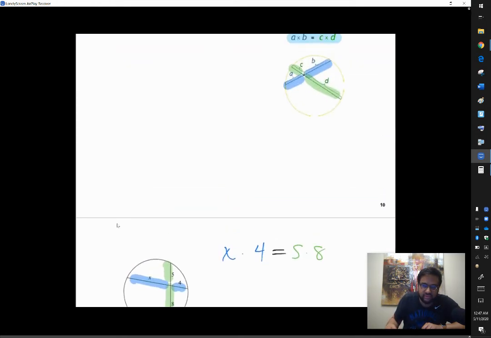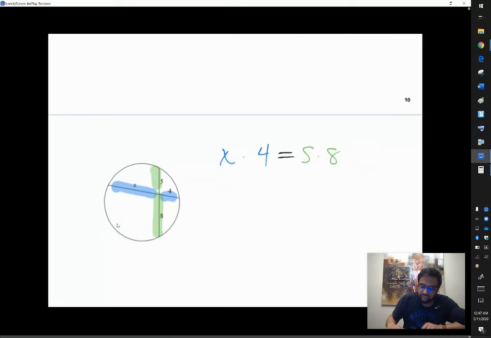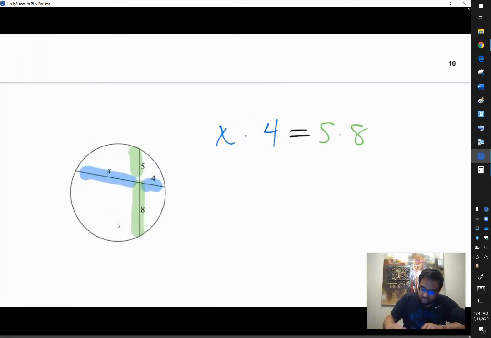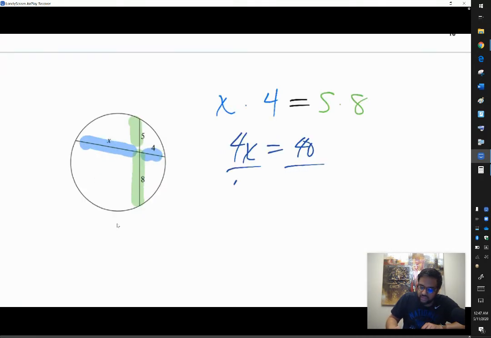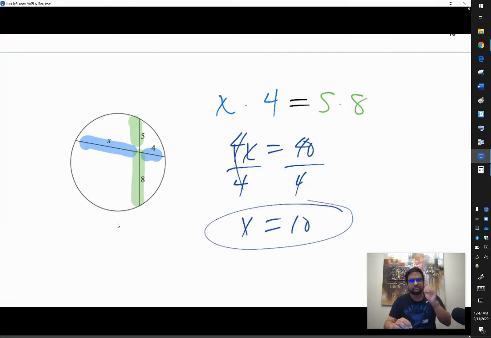I don't know if you can make that all visible here, but same basic pattern. A times B equals C times D. Same deal here. We'll solve. It's easy. 4 times x is literally 4x. 5 times 8 is 40. Divide both sides by 4. And without breaking a sweat, you have your answer, which is 10. Super simple. Just have to know the formula.